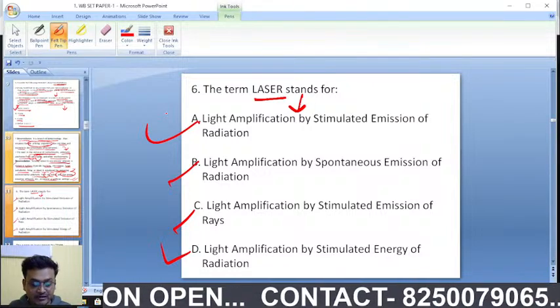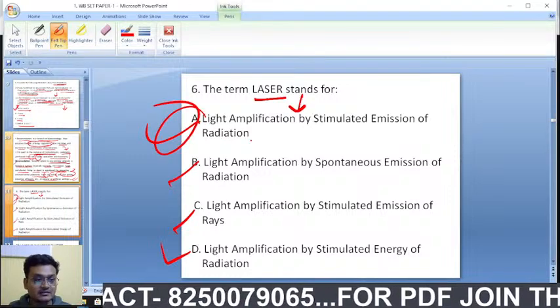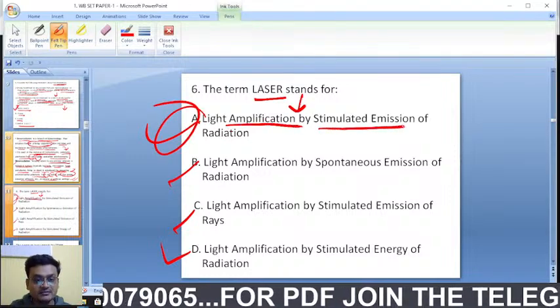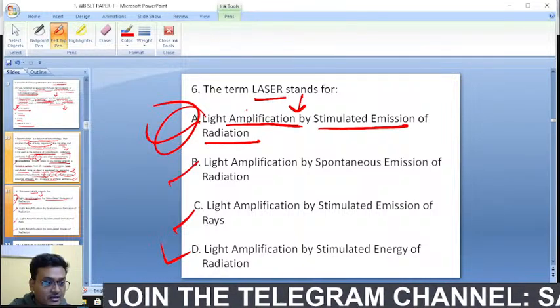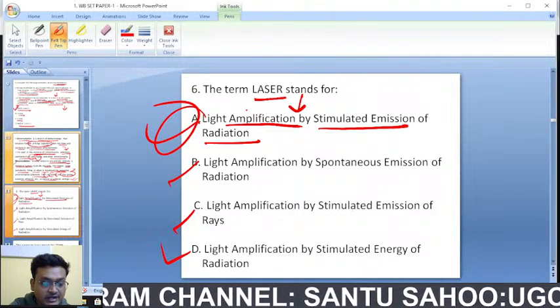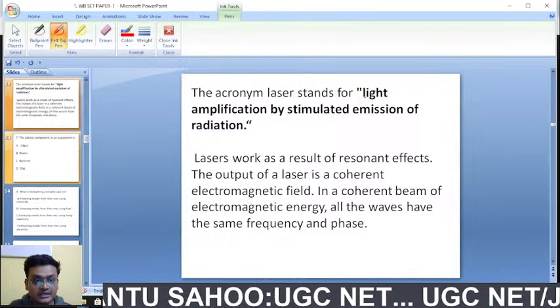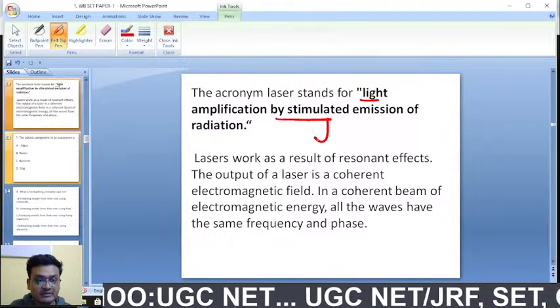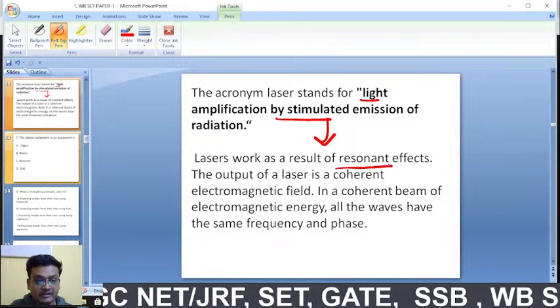Light amplification by stimulated emission of radiation is laser. Exactly, well done Archana. The acronym laser stands for light amplification by stimulated emission of radiation. And lasers work as a result of resonant effects.